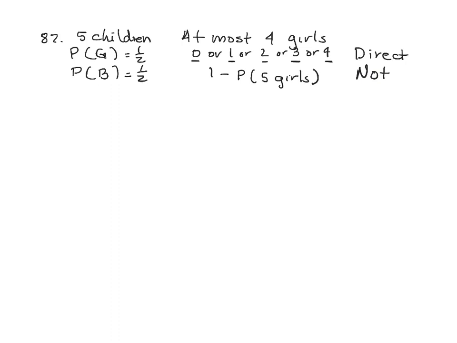Okay? All right, so the 5 children means 5 trials. Okay, and we're going to refer to the girls in this case as successes and the boys as failures.